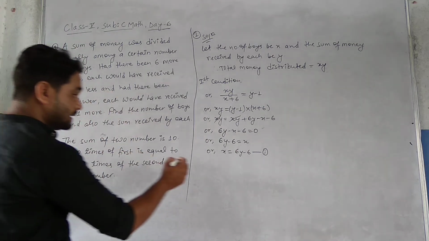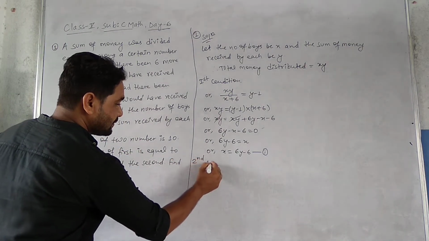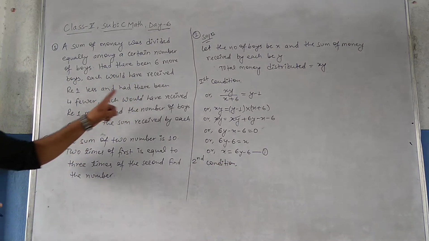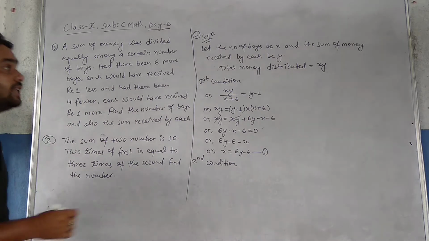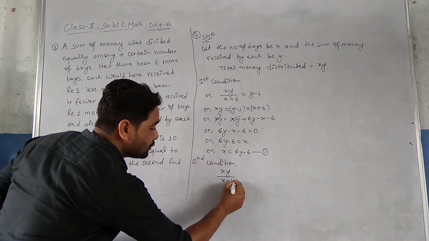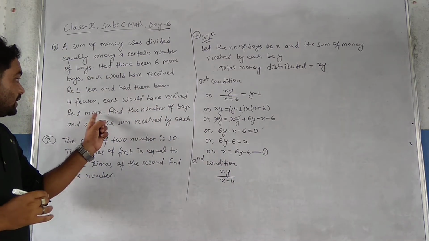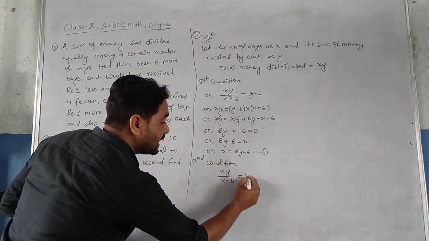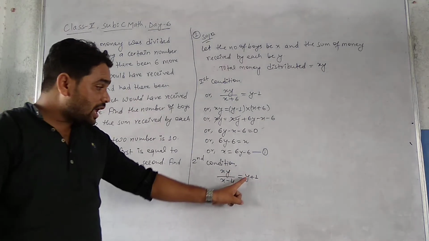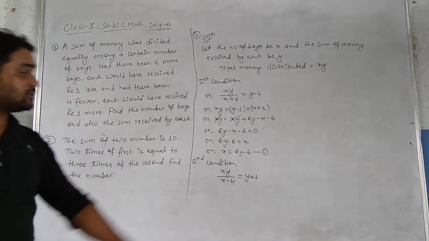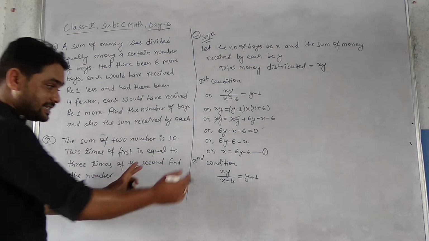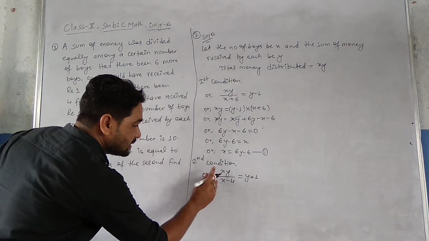Now from the second condition. So what is the second condition? Look at it. Second condition, had there been 4 fewer, that means when the total money is divided among 4 fewer, then each would have received 1 more, that is y plus 1. Each would have received y, but with 4 fewer students, they get 1 more, and that is the condition. Let's simplify that.